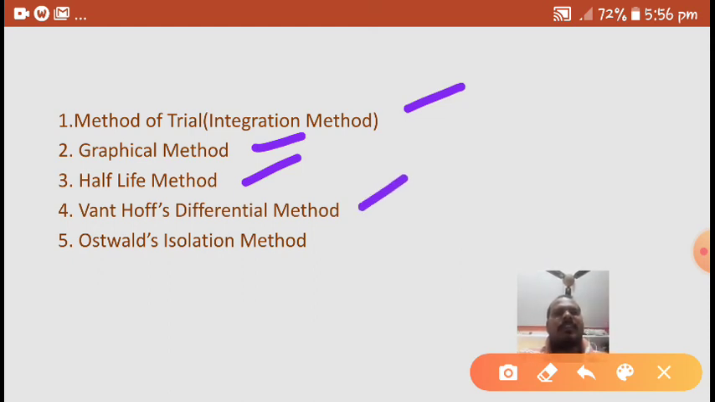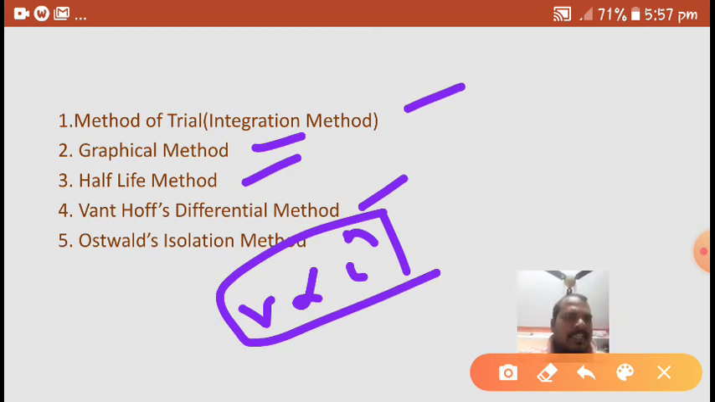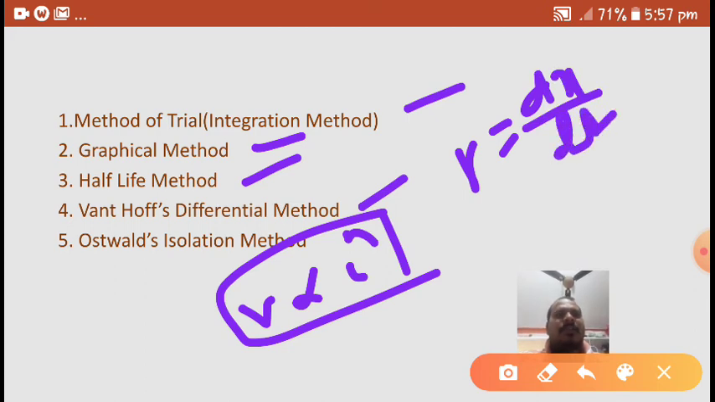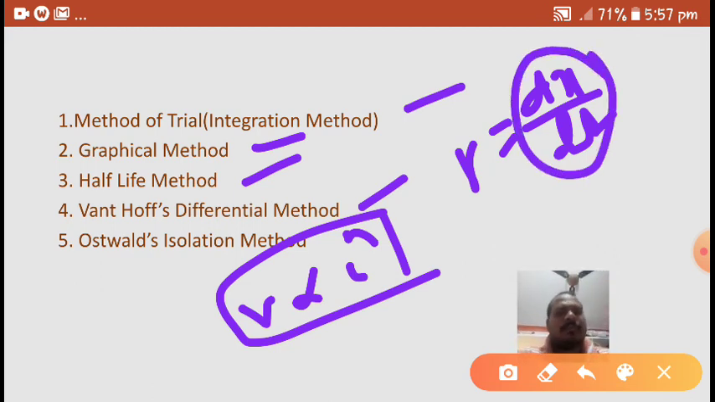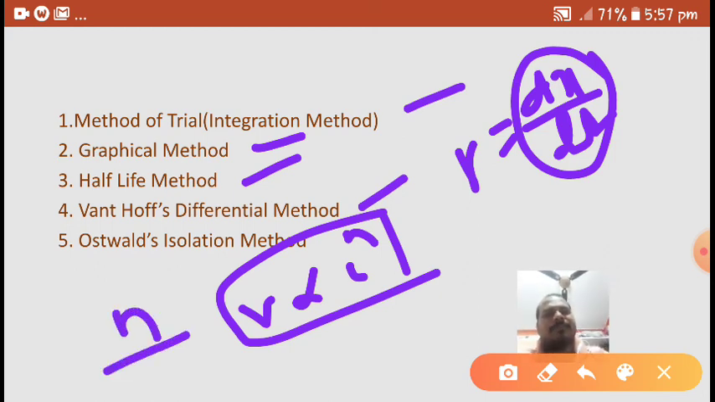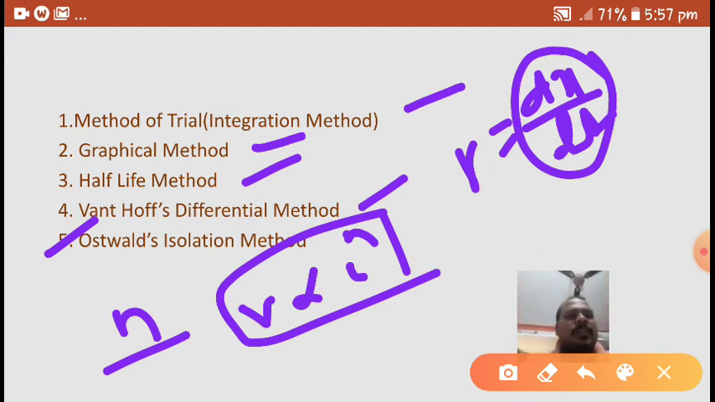And Van't Hoff's differential method. So Van't Hoff's differential method is nothing but rate is directly proportional to concentration of a reactant. So rate, or dx by dt, is nothing but differential. So in this method we can also use differentiation to calculate the order of a reaction, that is n. And Ostwald isolation method: in this method, we isolate one reactant from among other reactants by taking a larger amount of the other reactant.